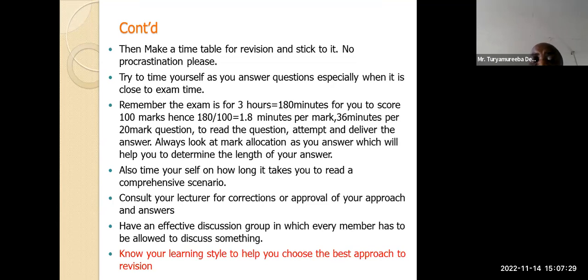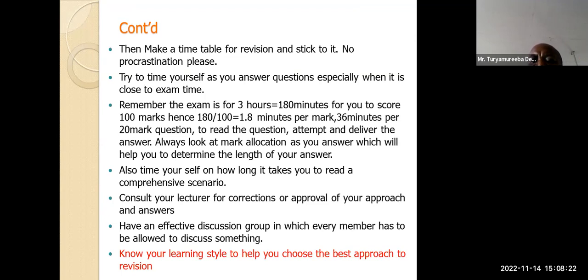Anybody who comes to you, say, I am already committed with exams. Try to time yourself as you answer questions, especially when you are close to the examination. Give yourself a mock, attempt the paper, time yourself, see whether you can complete the paper in the required time. Remember, the exam is for 3 hours. The 15 minutes are for reading the paper. That makes 180 minutes for you to do the questions and finish. And you score 100 marks. And that means when you get 180 divided by 100, it makes 1.8 minutes per mark. And therefore 36 minutes per a 20-mark question, to read the question, attempt and deliver the answer.